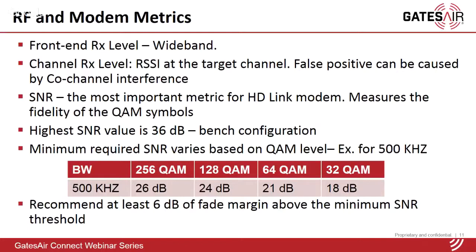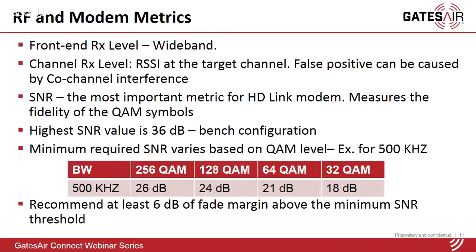So HT-Link supports several RF and modem performance metrics at the receiver. The front end receive level measures the energy in the 5 megahertz band around the channel. So this is what we call the wideband level. A low signal to noise value at the receiver with a high front end level can indicate adjacent channel interference. And for adjacent channel interference, you may need to install an external bandpass filter to notch out your channel.